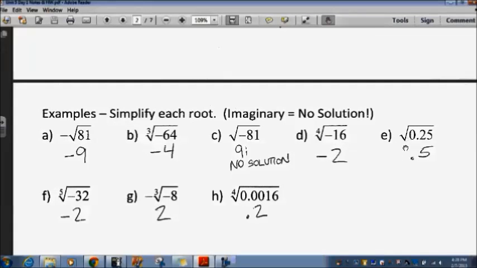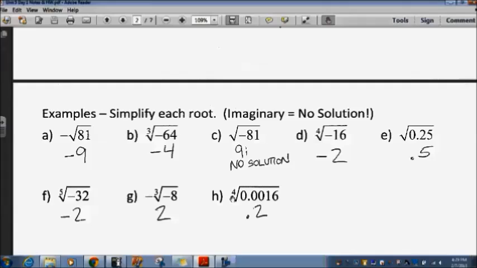The square root of 0.25 is 0.5. You can punch that into your calculator and get that. Matter of fact, all of these you can punch into your calculator and pretty much get. The fifth root of negative 32 is negative 2, because negative 2 to the fifth power is negative 32. The negative of the cube root of negative 8. Well, the cube root of negative 8 is negative 2, but then we have the negative, so they want the negative of negative 2, which is positive 2.